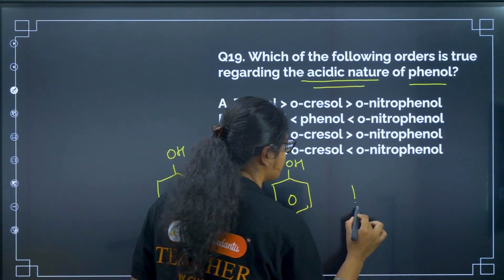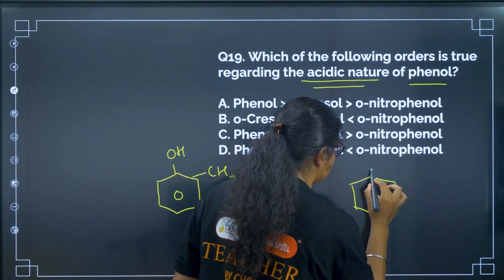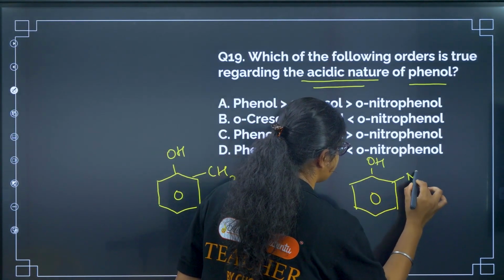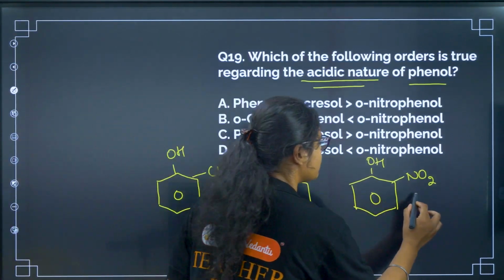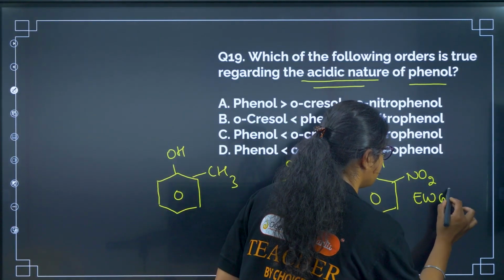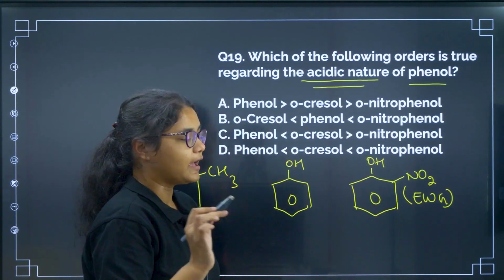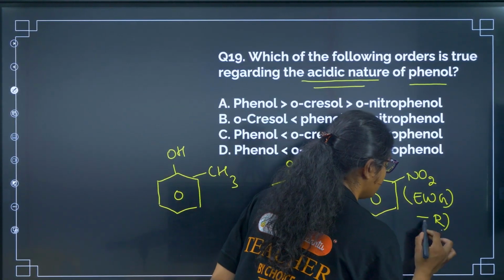And then we have orthonitrophenol. Again, we will identify the electron donating group and electron withdrawing group. So nitro group is an electron withdrawing group, right? So it will increase the acidity and it has a minus R effect.